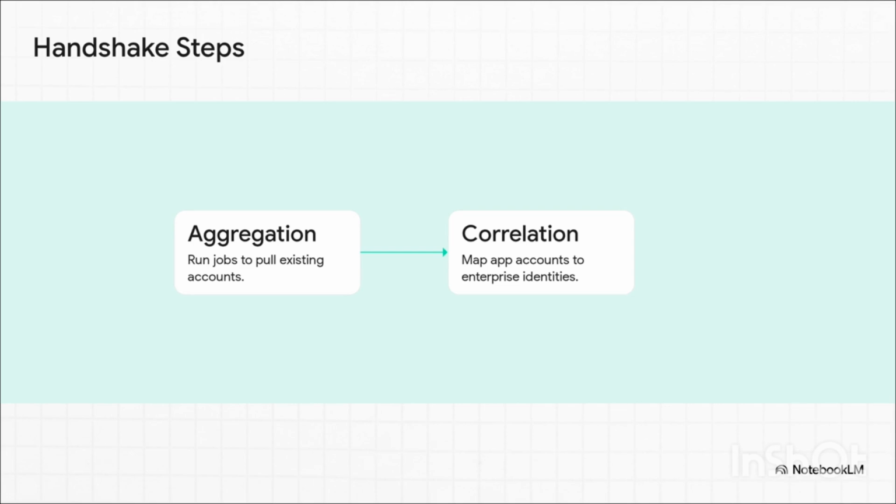First up, we have account aggregation. This basically means running scheduled jobs to pull all those existing application accounts directly into SailPoint. Right after that comes identity correlation, where we take that brand new inventory of accounts and start matching them to actual human beings in the enterprise.